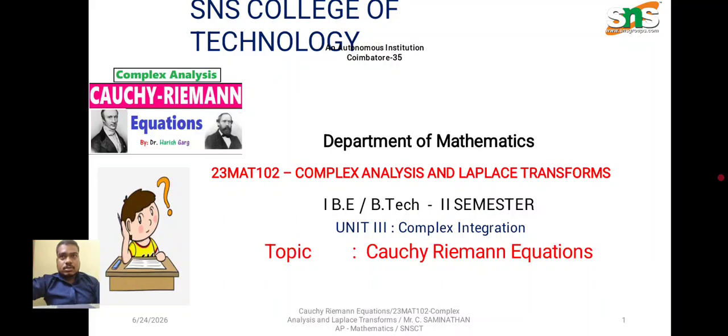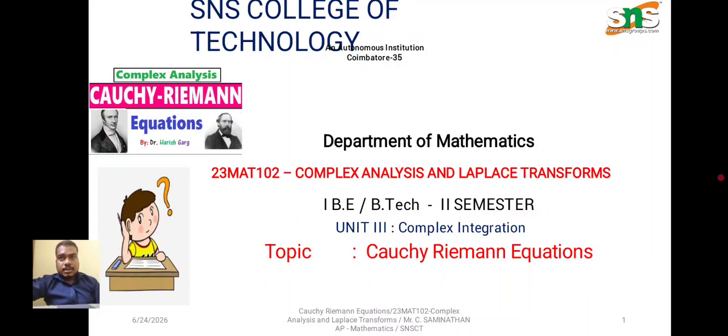Today we are going to discuss one of the most important concepts in complex analysis, the Cauchy-Riemann equations. These equations provide the foundation for determining whether a complex function is differentiable and analytic. While differentiation in ordinary calculus involves functions of a single variable, complex functions depend on both real and imaginary components, making the concept much more interesting and powerful.